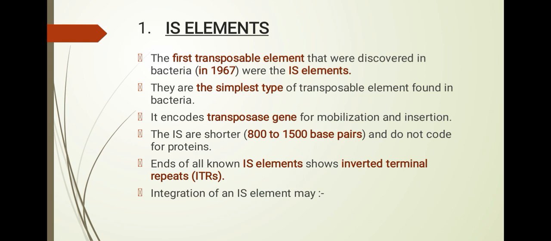They are the simplest type of transposable elements found in bacteria. They encode transposase for mobilization and insertion. The IS elements are short and do not code for other proteins. The ends of all known IS elements show inverted terminal repeats, or ITRs.